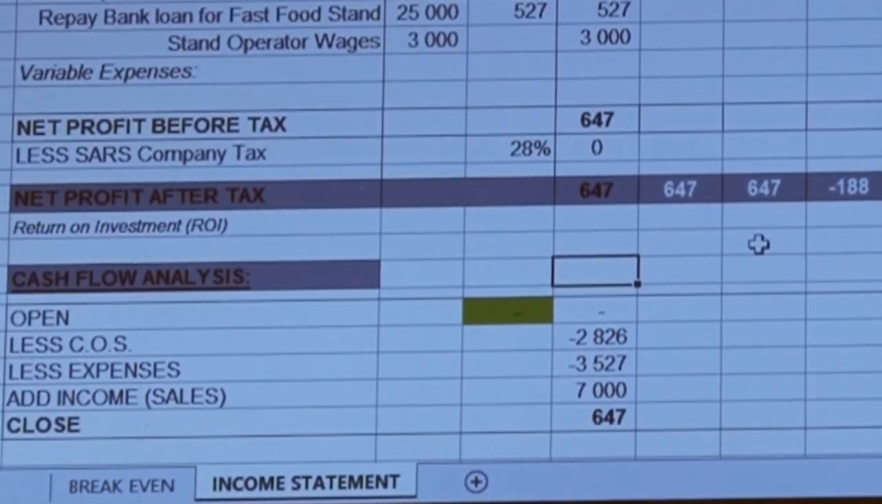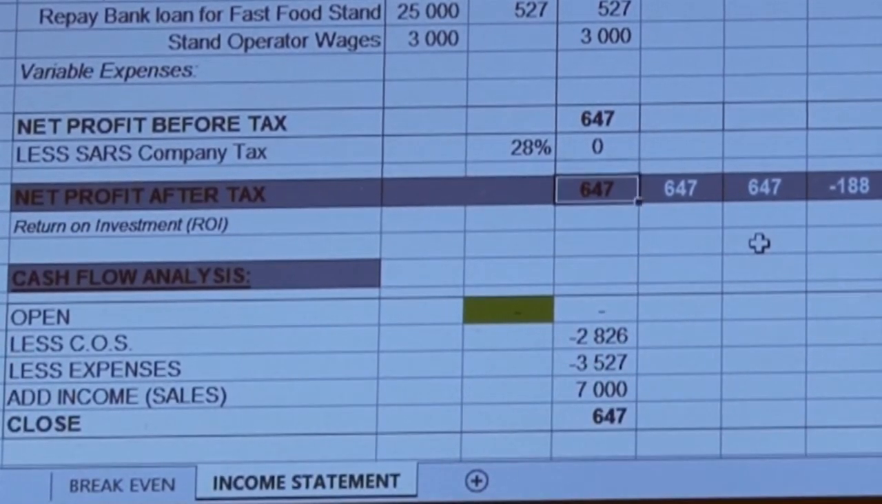Let's have a look then at our cash flow analysis with the new figure, the increased hot dog sales and hamburger sales. We'd have, assuming an opening balance of naught, we've still got nothing in the bank, a cost of sales of 2,826 Rand, less our expenses as well of 3,527 Rand. Those are the fixed costs. And we add our income coming in, which is our sales, of 7,000 Rand, and we have a closing balance of a positive 647 Rand. In other words, our bank balance has grown by 647 Rand. And that, in fact, ties up with our net profit before tax figure, as you can see there.